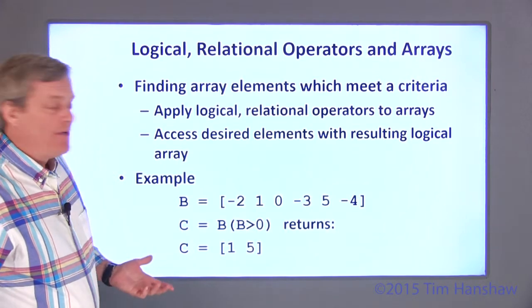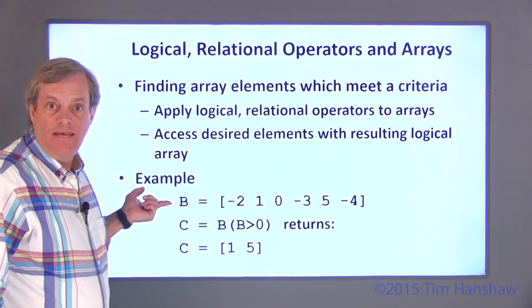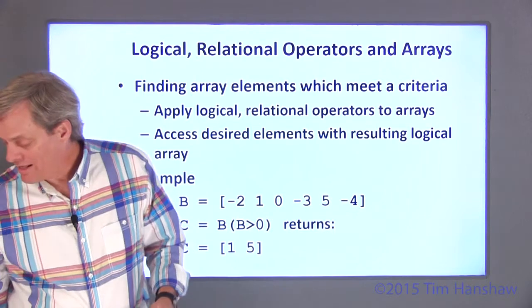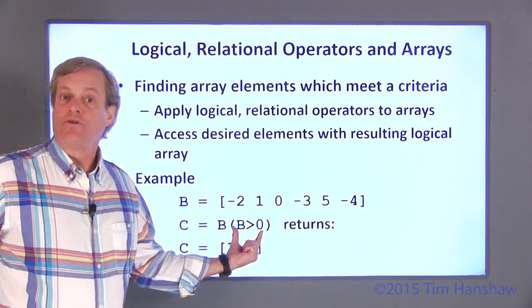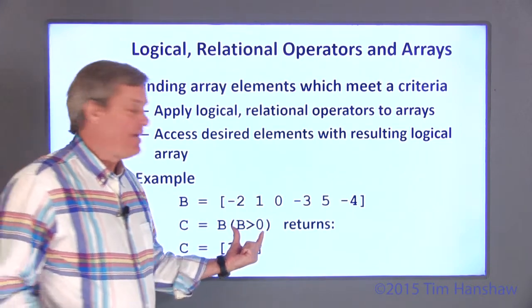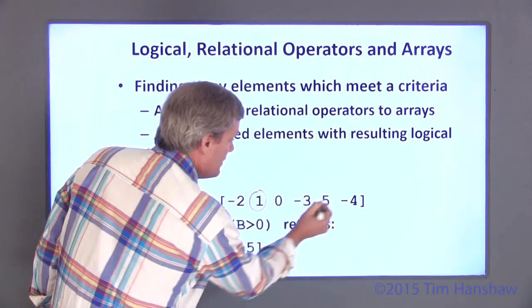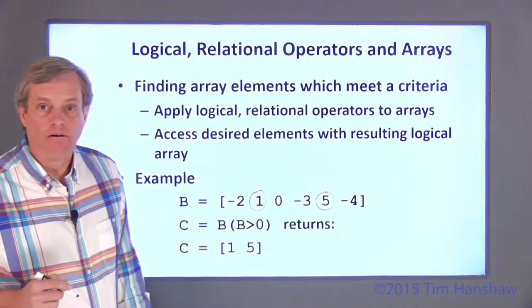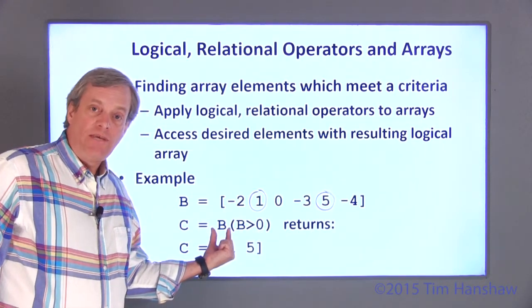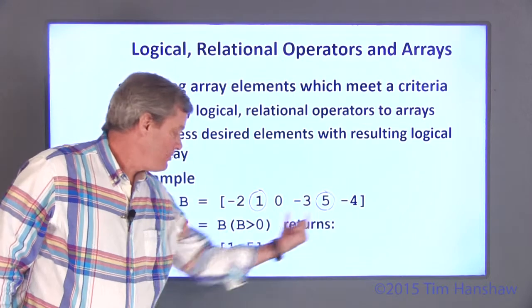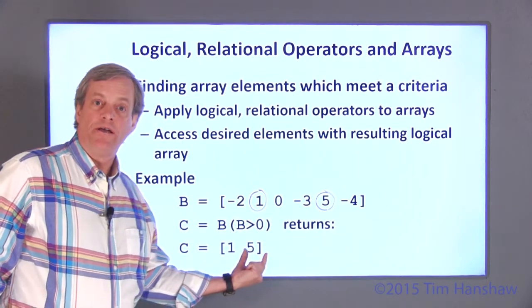For example, I have this array B in my workspace. The relational operation b greater than 0 returns an array with 1s in locations corresponding to positive values of b, there and there. If I use that array of 1s and 0s as an argument to b, I extract the values here, and c becomes 1 and 5.